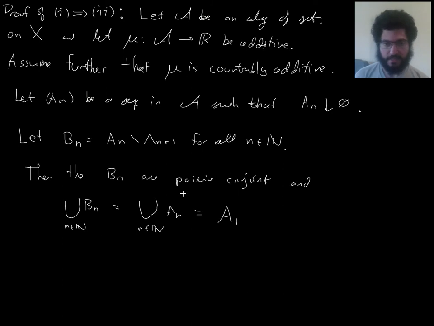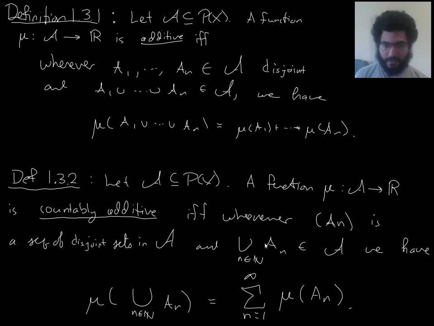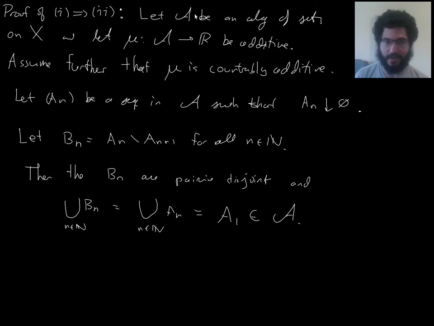So the reason I'm saying this is that in order to apply the countable additivity of mu to the sequence Bn, I need both that the Bn be pairwise disjoint, which I'm about to verify in a moment, but I also need that their union is in fancy A. So observing that the union is A1 is a way to see that it is in fancy A. Right? Like if you look back to the definition of countably additive, you need the union to be in fancy A. That's not guaranteed. Here A is merely an algebra of sets, not necessarily a sigma algebra.